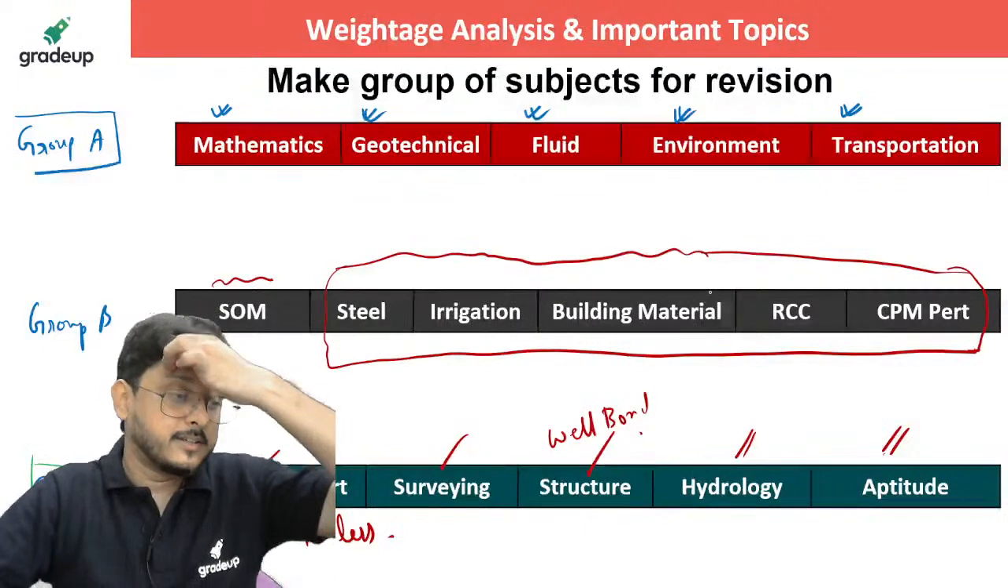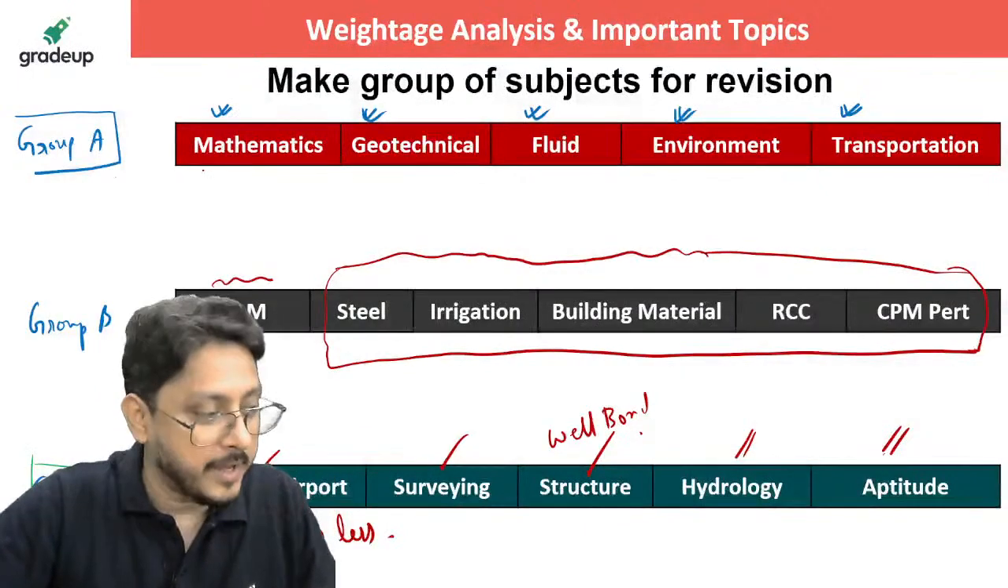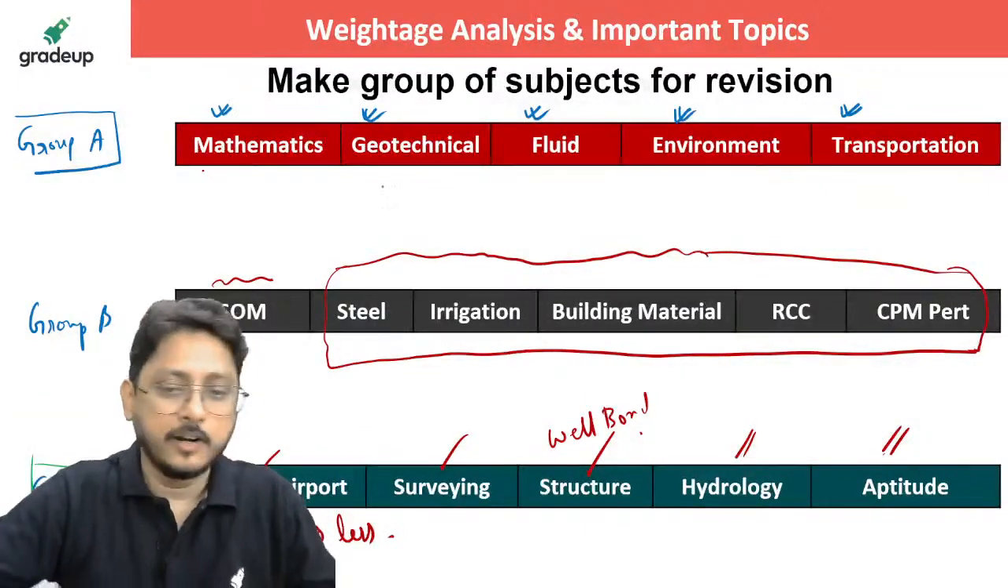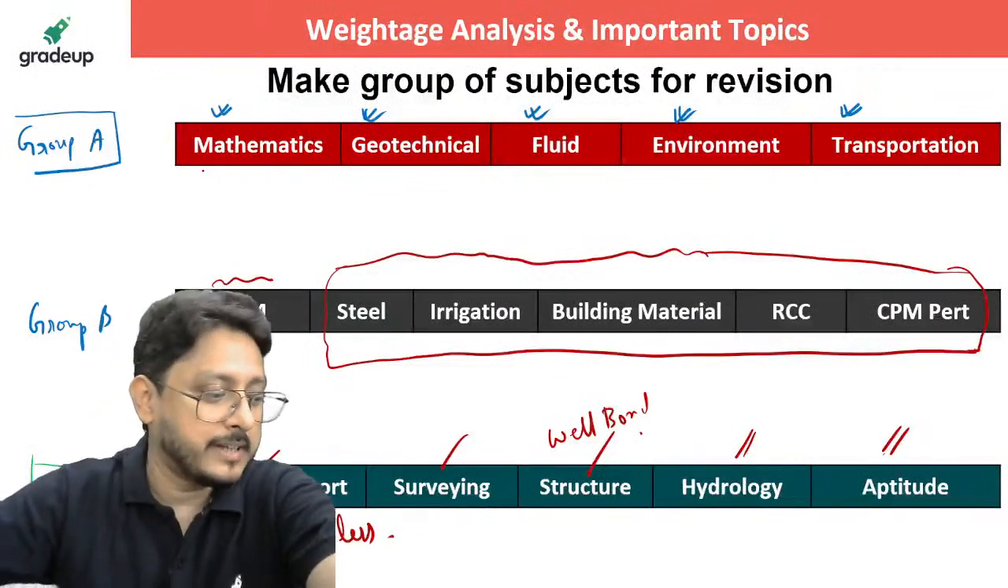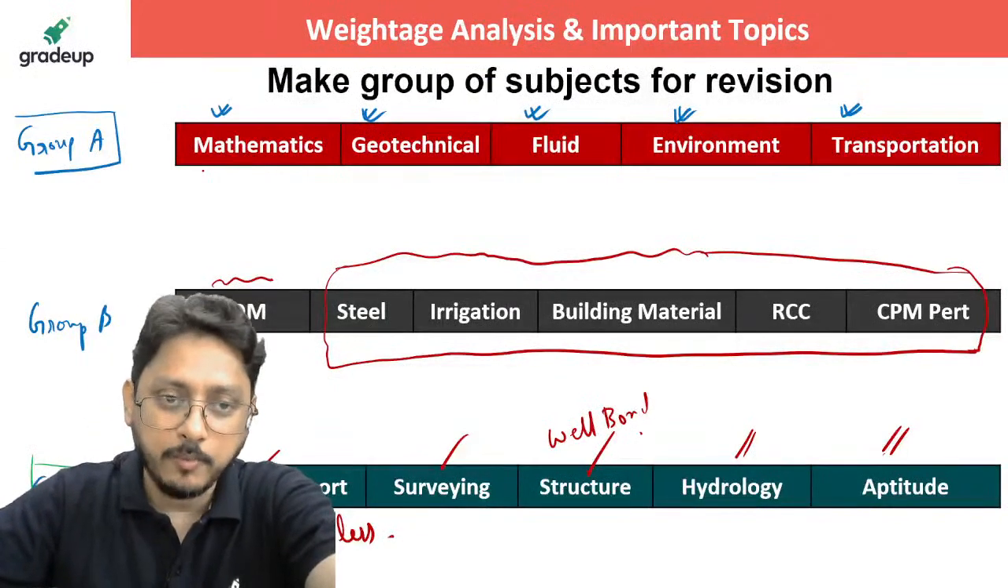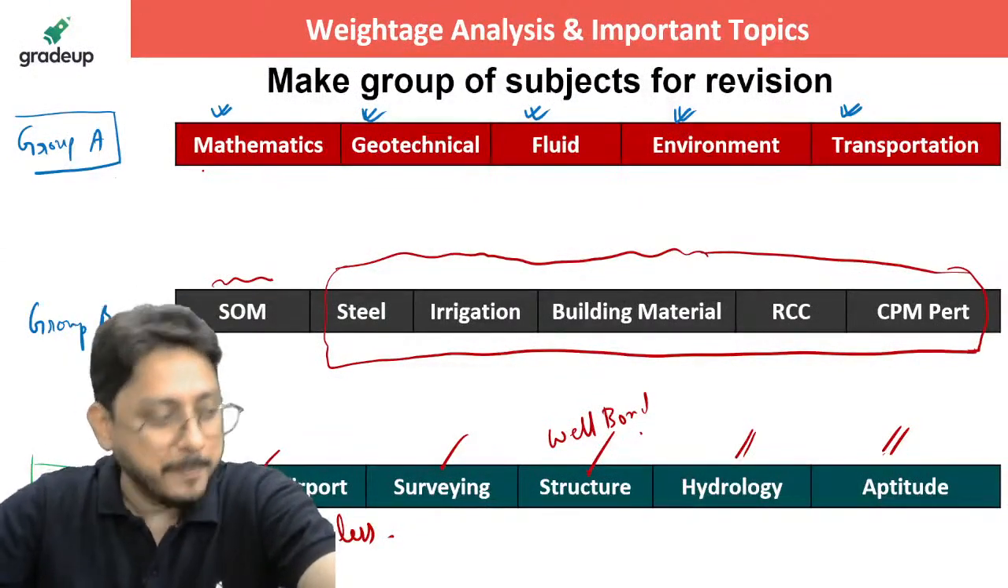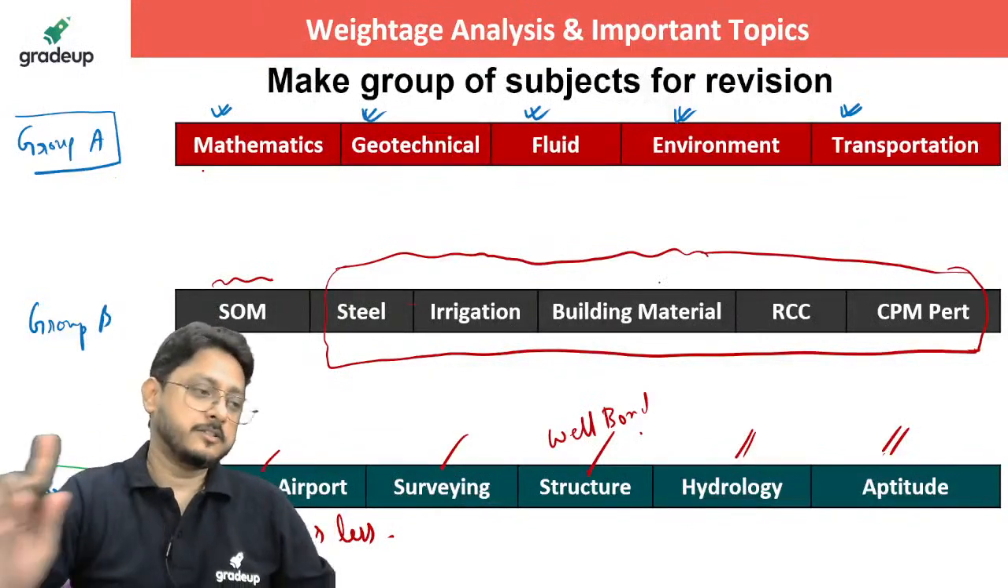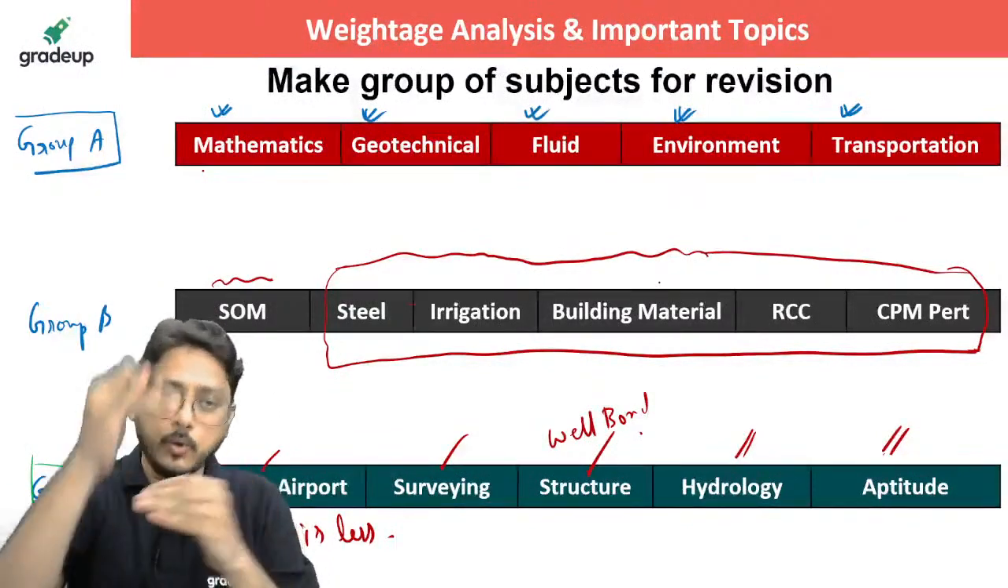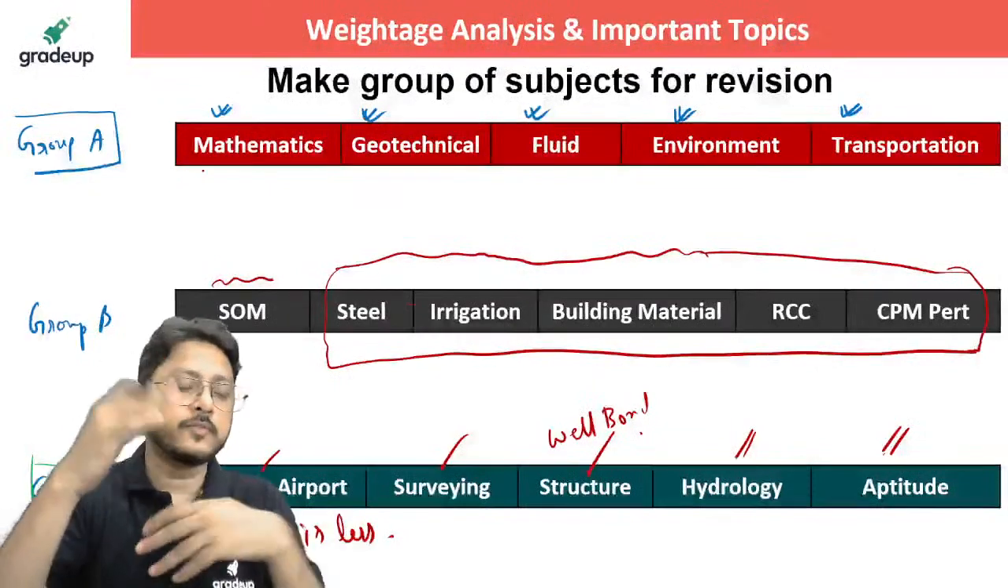These are the subjects you can manage. Don't leave group A because it has a lot of volume. Don't leave group C because it has very small content. The volume of the content is small. And group B, along with the SOM, you manage it. Keep some strategy. You can shift just one or two subjects here and there.